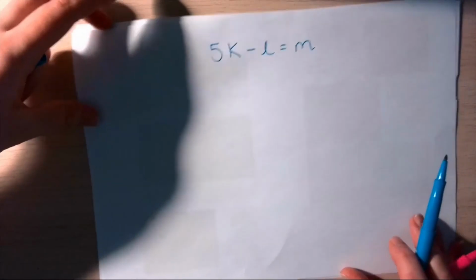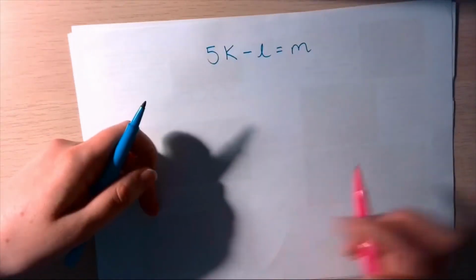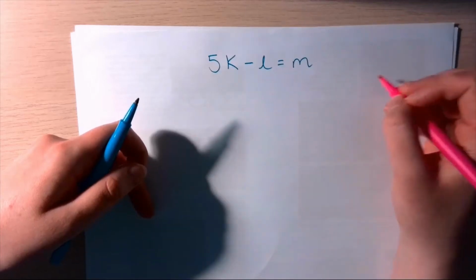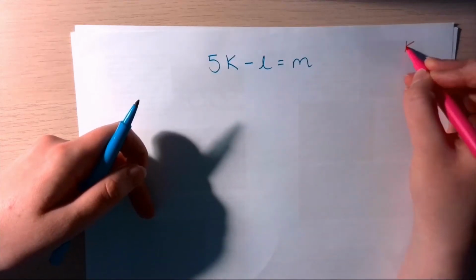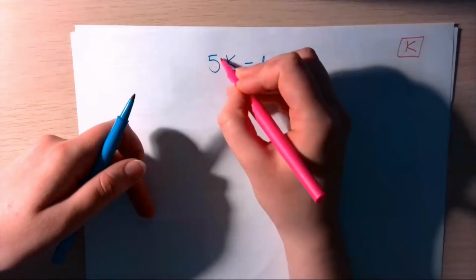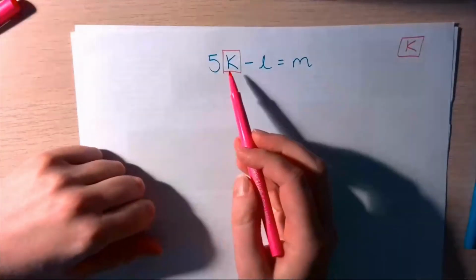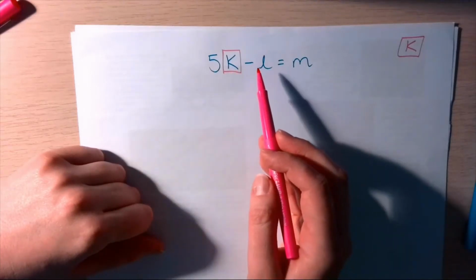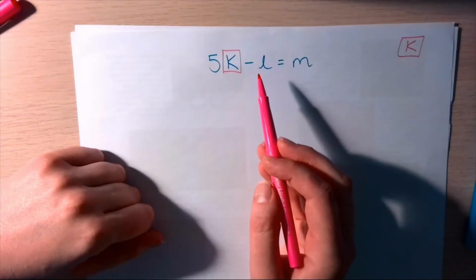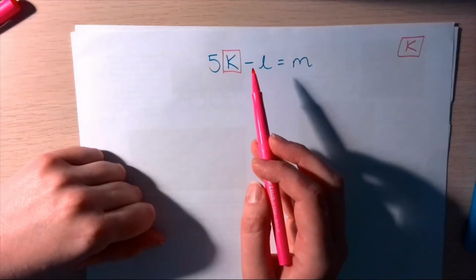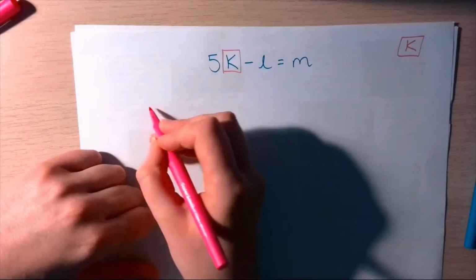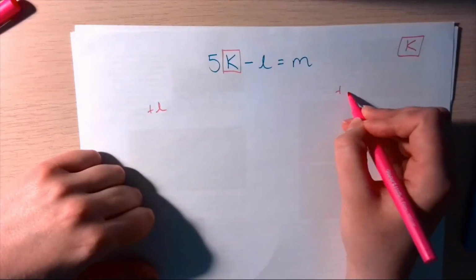So this time we've got 5k minus L equals M. At the moment, M is the subject here, but I don't want it to be the subject. I would like K to be the subject. So I'm going to highlight the K and tell its story. We've got K and we are multiplying it by 5 and then subtracting L. So the first thing I'm going to do is get rid of that L, and the inverse of subtracting L is to add L. So we're going to plus L, plus L.